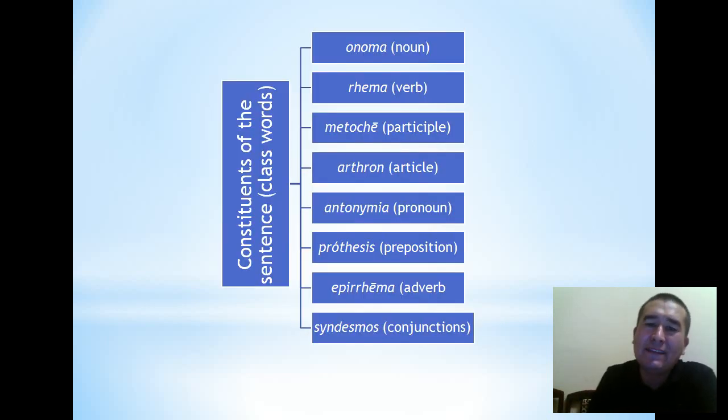So you can see the classification of parts of speech in ancient Greek and Latin grammar, the constituents of the sentence classes of words. The first one, onoma, noun; rhema, verb; metoche, participle; arthron, article; antonymia, pronoun; prothesis, preposition; epirrhema, adverb; and syndesmos, conjunction. These are the classification of all Latin and Greek.